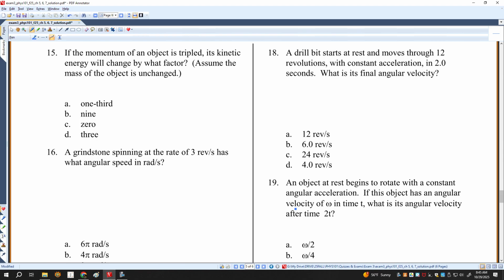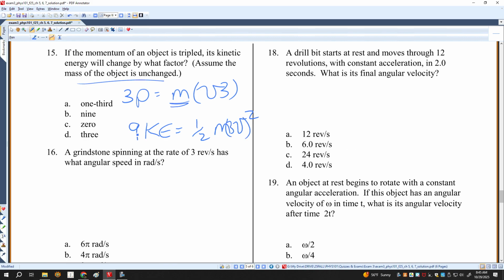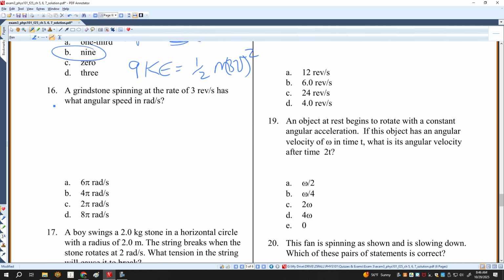If the momentum of an object is tripled, how does its kinetic energy change? And assume the mass of the object has not changed. So remember, momentum is m times v. If this is tripled, that means the speed has to have been tripled if the mass is constant. And the kinetic energy is 1/2 mv squared. So if the speed is tripled, I get a factor of 9 there. All right, 3 revolutions per second in radians per second.